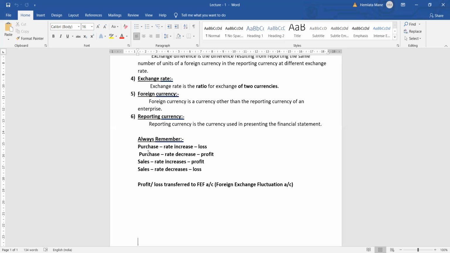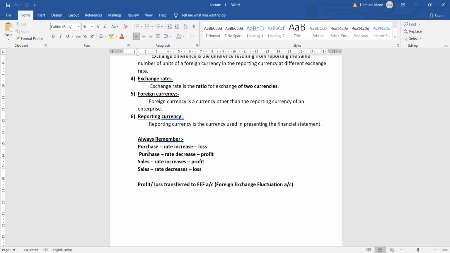Next, the third concept is sale. At the time of sale, suppose you are selling goods to a foreign country and the rate increases, then you will get more money from the foreign country, so it is your profit. And at the time of sale, suppose the rate decreases, then you will get less money from the foreign country, so this is your loss. Clear? These four concepts are very important for solving the problems.